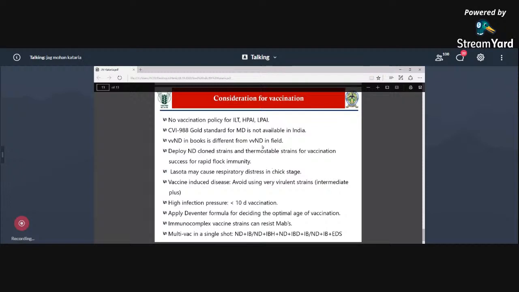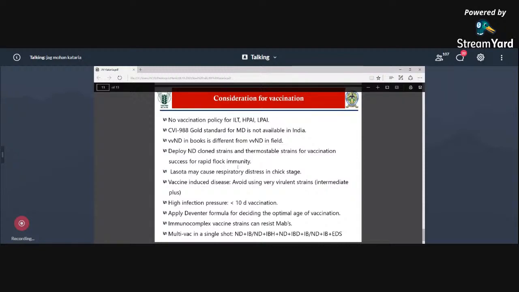Similarly, if we use intermediate plus, there will be some reaction, and the damage is to the bursa. So we have to monitor the titer, and depending on the titer level, we should use it. And of course, we have to follow biosecurity. Okay, I will finish in another 2 minutes. I am coming to another very important point.